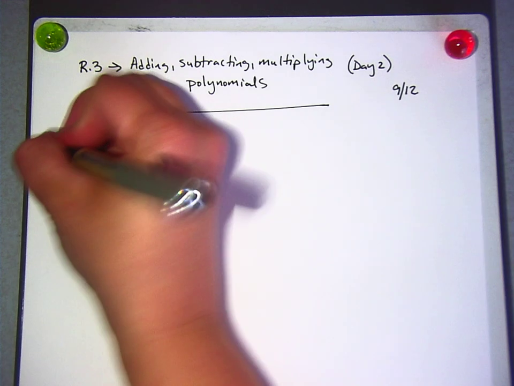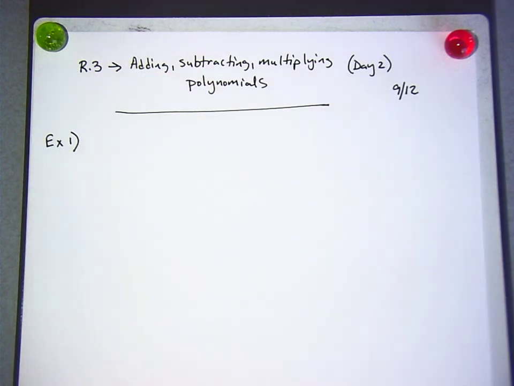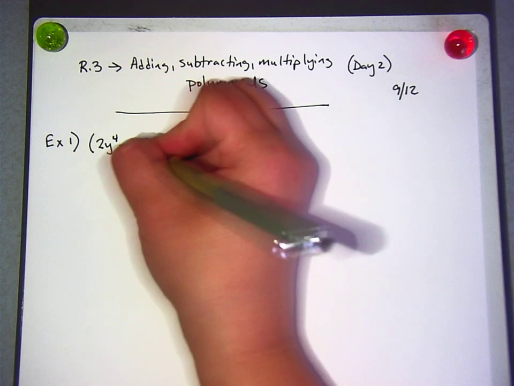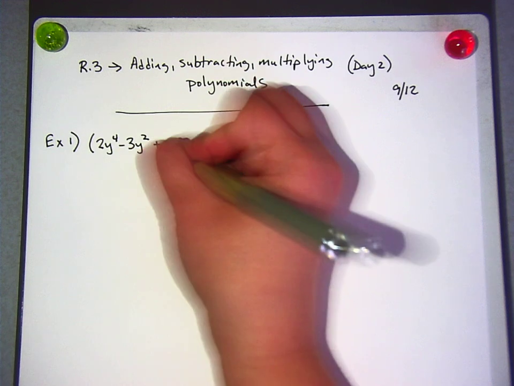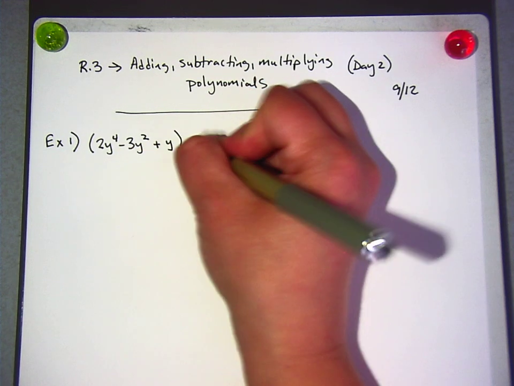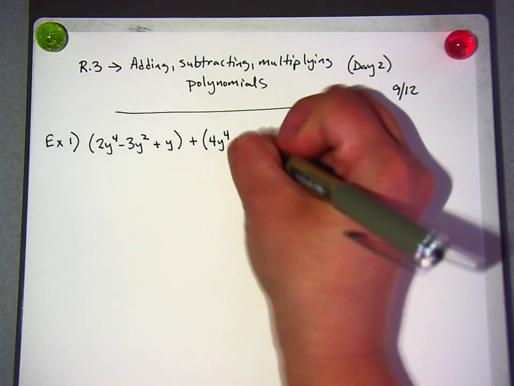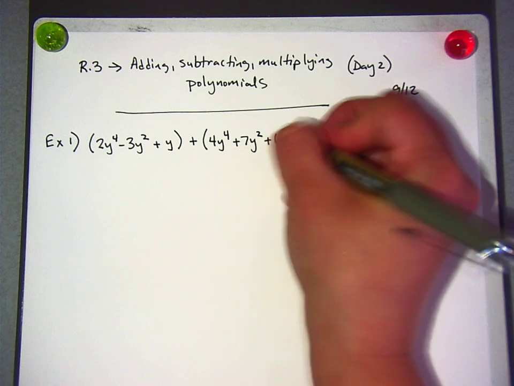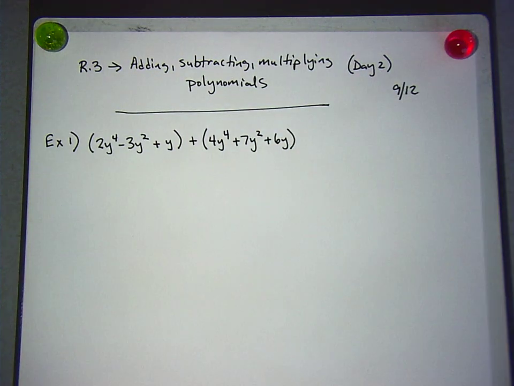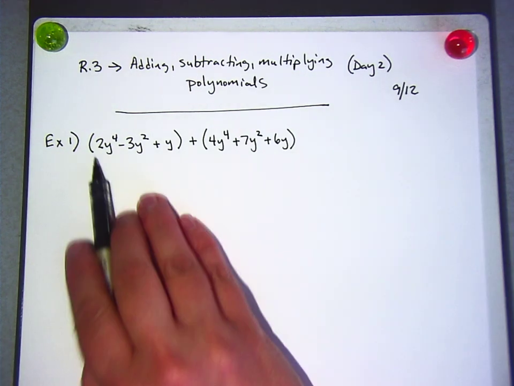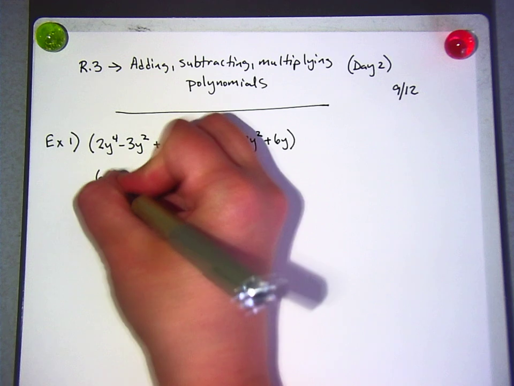Example 1. All right, we're going to do (2y^4 - 3y^2 + y) plus (4y^4 + 7y^2 + 6y). All right, what's the idea behind this? Combining like terms. That means y to the 4ths go together. That's 2 plus 4 is 6y to the 4th.